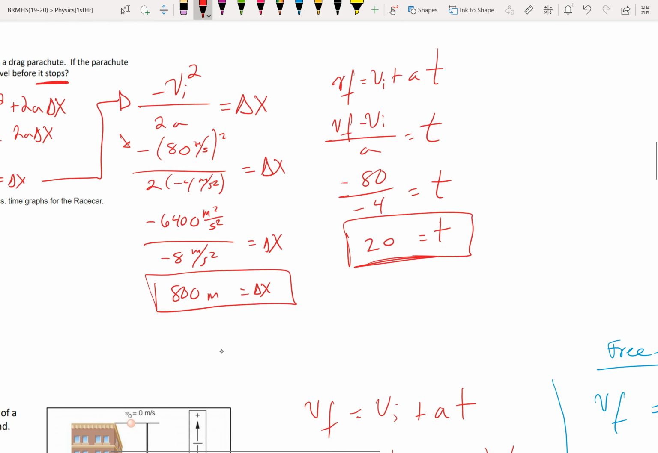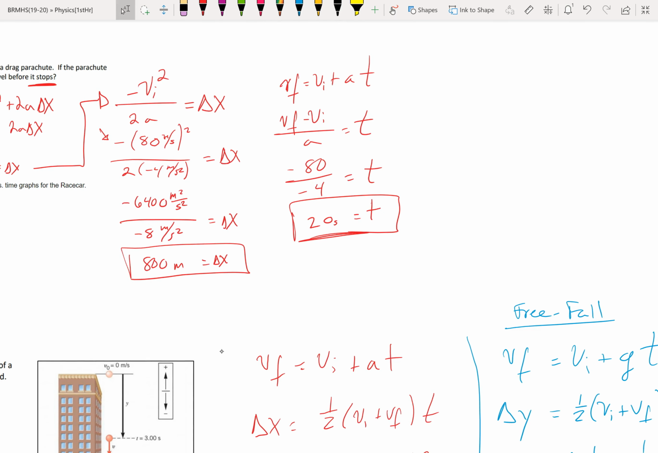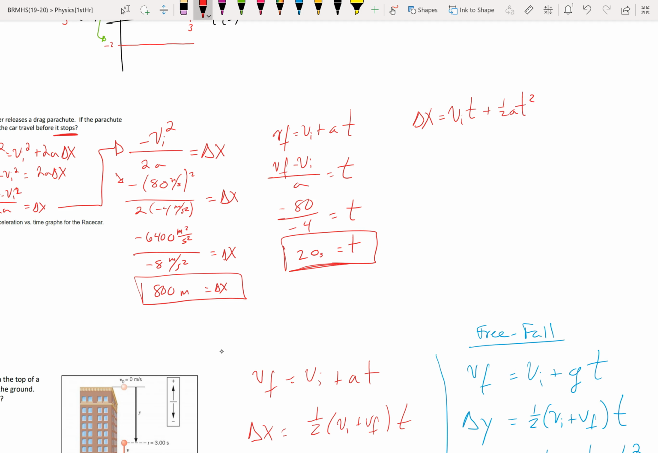Right? That's an S. 4 times 20 is 80. All right, it's a positive value for the time, so I'm using my pluses and minuses properly because I should have a positive value for the time. And then we'll find delta x from a different guy here, v_i t plus 1/2 a t squared.